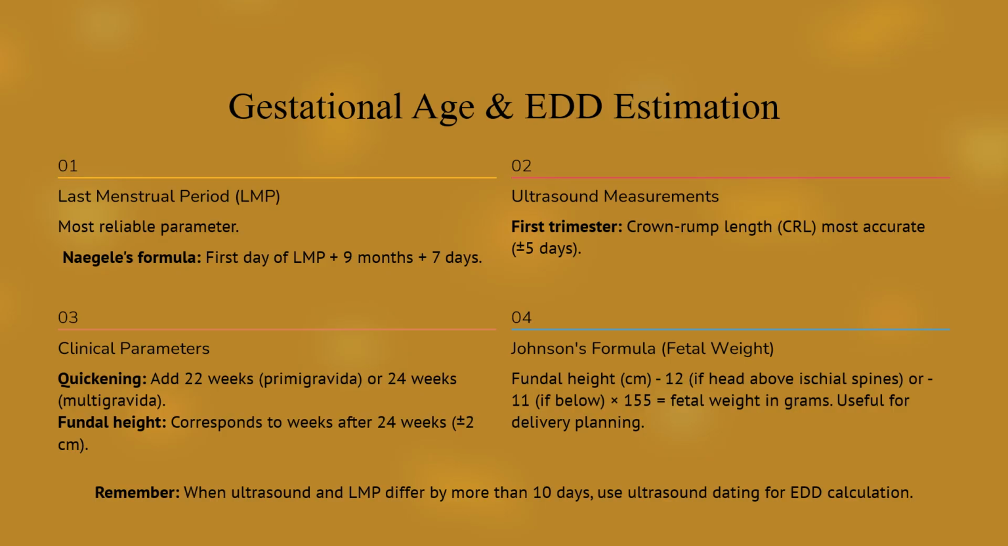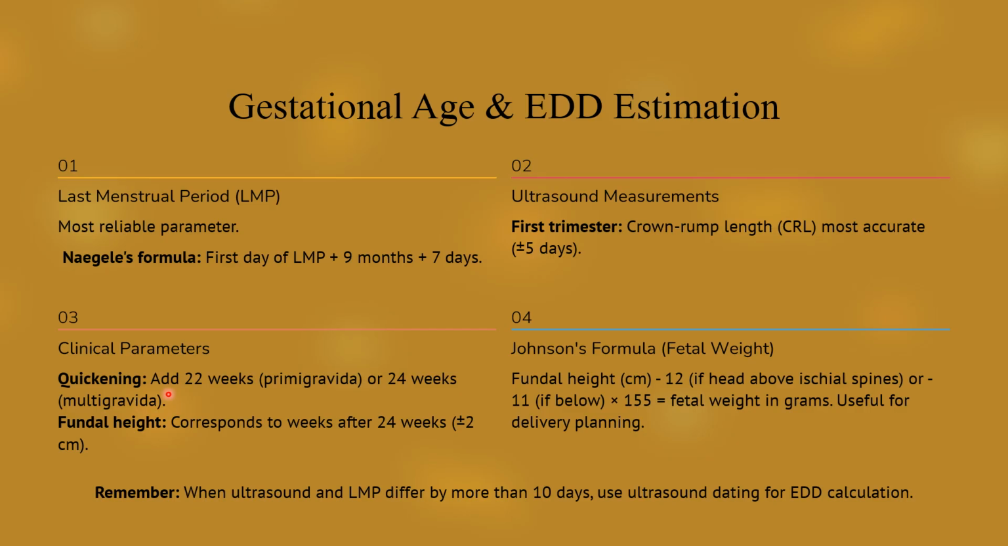Lastly, let's learn about how to calculate gestational age and EDD. Okay. First is LMP. LMP will give you the EDD estimation, that is expected delivery date. First, you need to ask the mother her LMP, the date plus 9 months plus 7 days. Okay, that will give you the EDD. And then the first trimester ultrasound that has been done will give you the baby's gestational age. Through clinical parameters, the quickening will give you the EDD and fundal height will give you the gestational age.